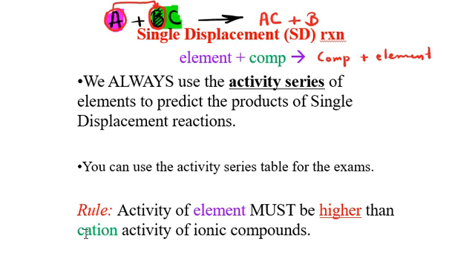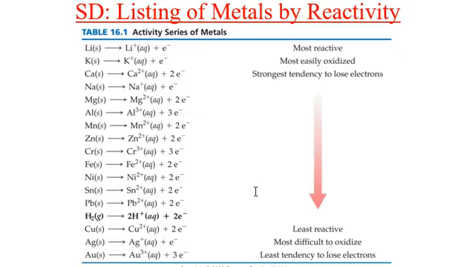Let me go back to the previous slide. So no worries about having the activity series of elements on your exam. The only rule we need to apply to solve our problems and write the products is that the activity of the element must be higher than the activity of the cation in the ionic compound. We are going to see what that means. Please look at this slide and pay attention to this terminology here.